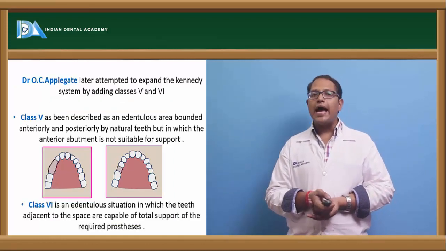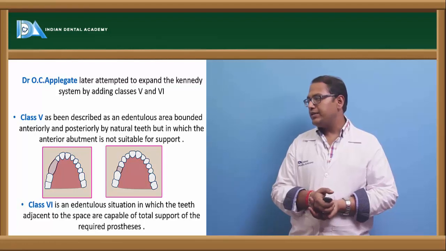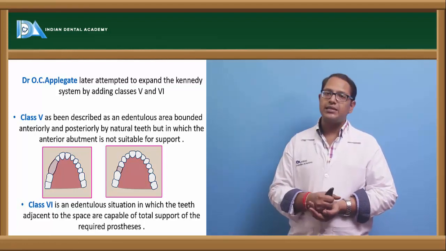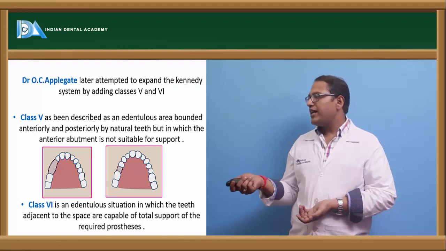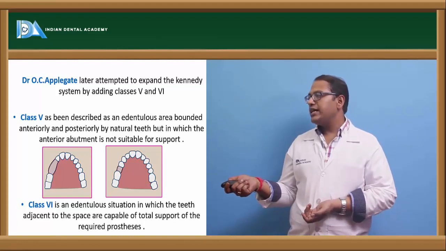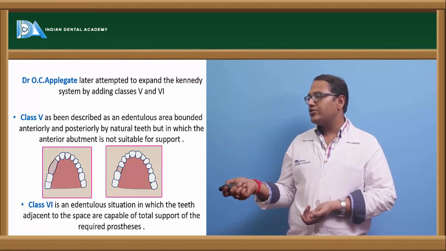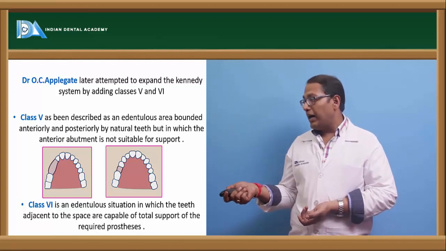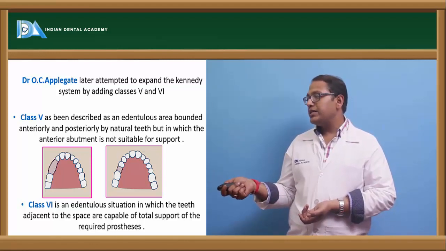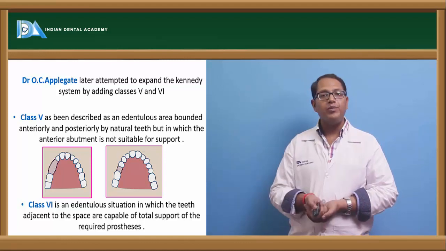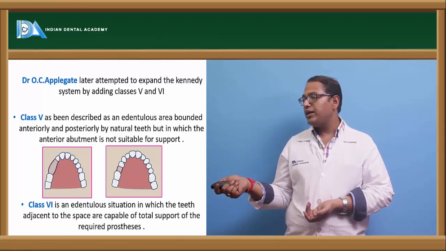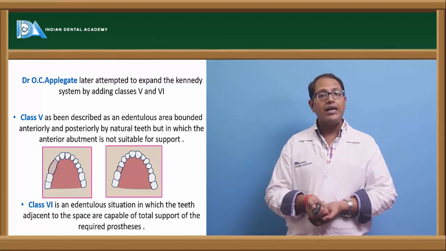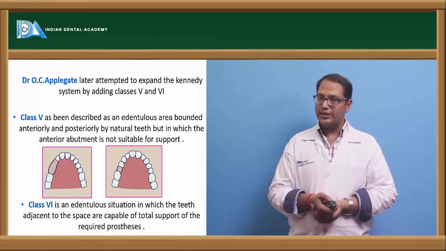Dr. O.C. Applegate later attempted to expand the Kennedy system by two more additions, class 5 and class 6. Class 5 is an edentulous area bounded anteriorly and posteriorly by natural teeth like in class 3, but in which the anterior abutment is not suitable for support. For example, a lateral incisor which is not suitable for support. So that will be considered class 5, because that will again be tooth tissue supported.